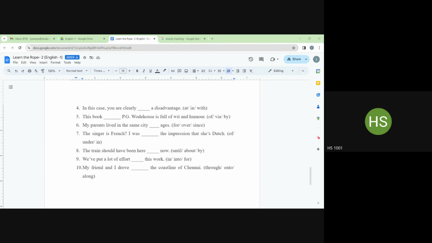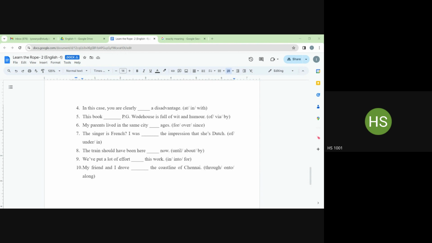Now the last one here: my friend and I drove dash the coastline of Chennai. Through, onto, along? Along, right? Nothing else fits in here. "Through" has a very different meaning; it needs to go inside. That doesn't fit here. "Onto" is a surface preposition. It does not work. So what would work is only "along", right? Ma'am, what is the difference between "on" and "onto"?